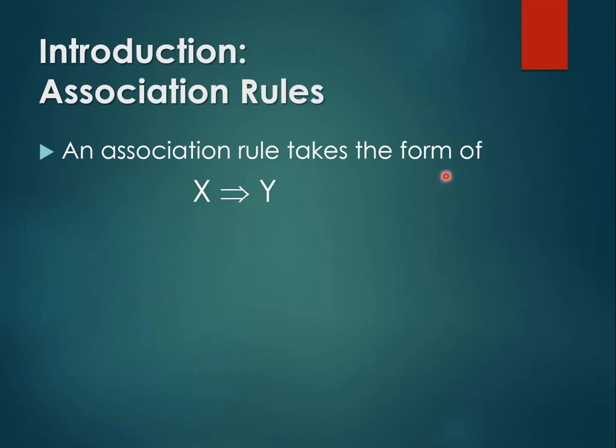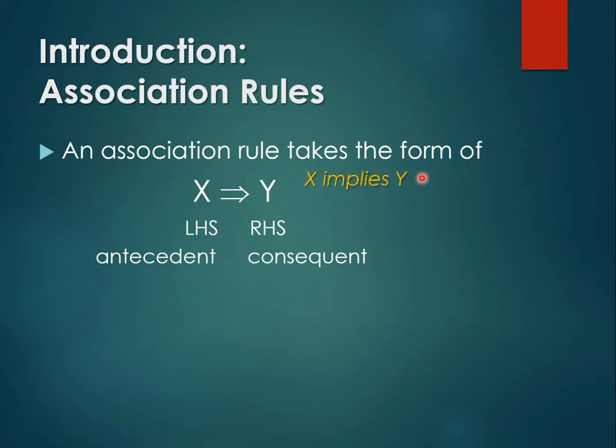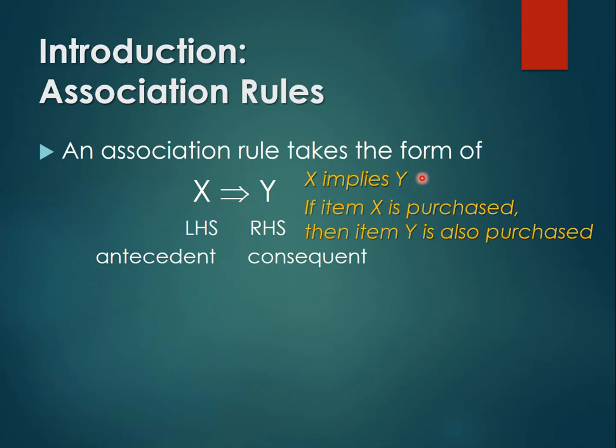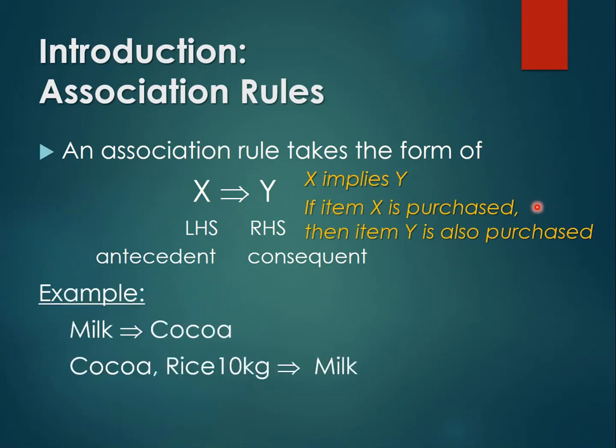A rule takes the form of X arrow Y. X is referred to as the left-hand side argument or the antecedent, and Y is referred to as the right-hand side argument or the consequent. Other ways to read this is X implies Y, or in terms of a rule, if item X is purchased, then item Y is also purchased. For example, milk implies cocoa: customers who purchased milk will also purchase cocoa. This is a very simple rule.